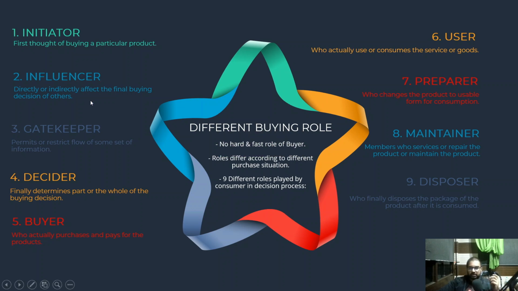Then you have the influencer. This is the role played by the consumer when they influence the buying decision. This decision can be directly or indirectly influenced, but these are the individuals who influence what is being bought. Parents in this case will play the role of influencer, deciding what kind of laptop will be bought, what the budget will be, and whether the laptop will be a new one or an old one.